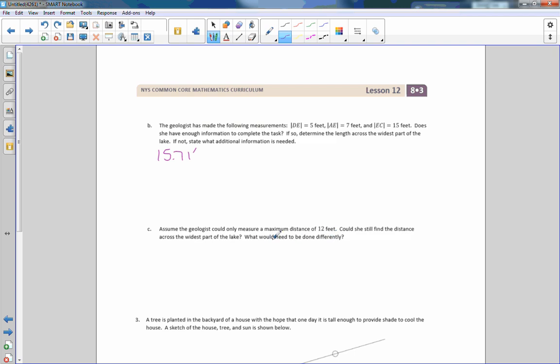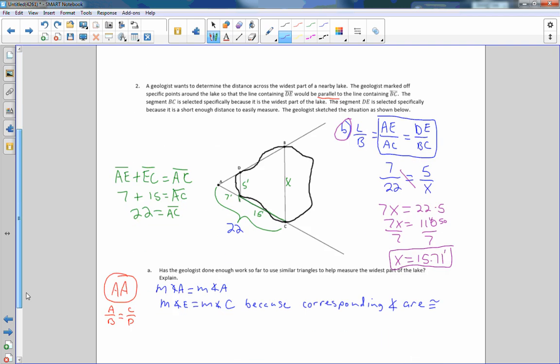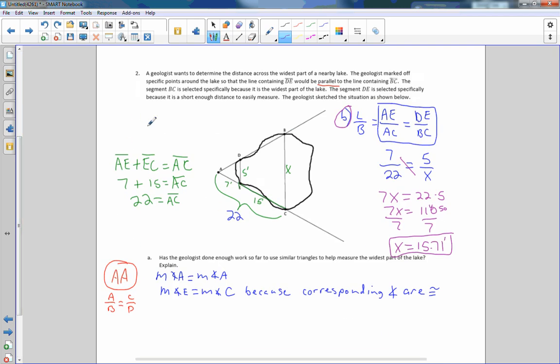Okay, what would need to be done differently? Yeah, that makes sense. So what they're saying is she has a tape measure. If you pull the tape measure out, and it's got that little thing that you hook it to, this distance is only 12 feet. That's what they're telling us in this part.